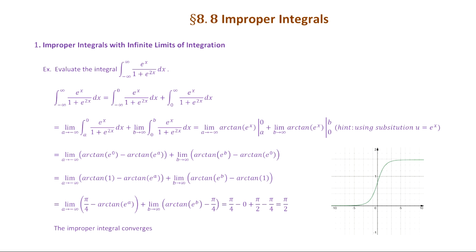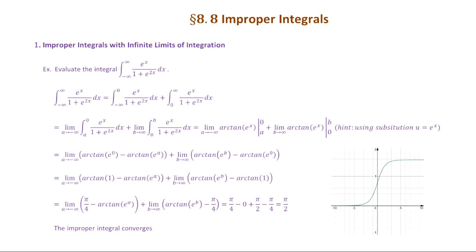This time it becomes a little more complicated. We need to evaluate the integral of e to the x over 1 plus e to the 2x from negative infinity to positive infinity. So this time we have another situation where both limits of integration for this integral are infinite. Actually, one is negative infinity and the other is positive infinity.